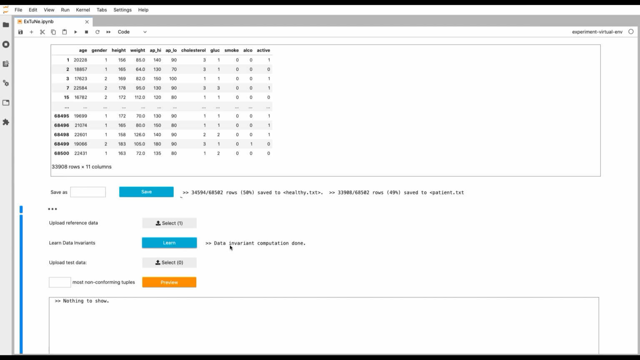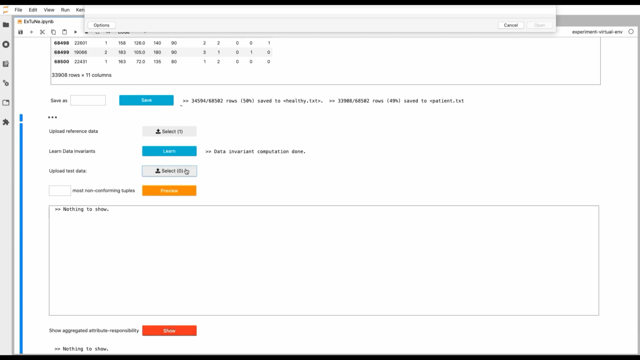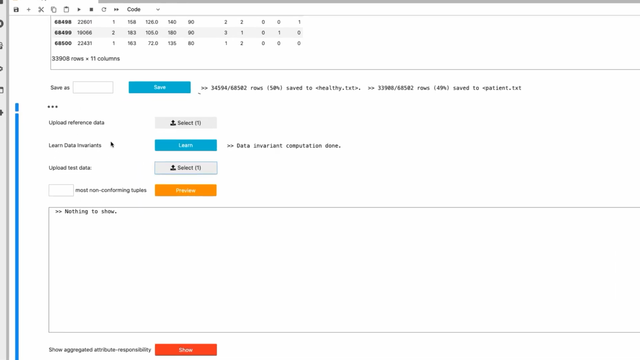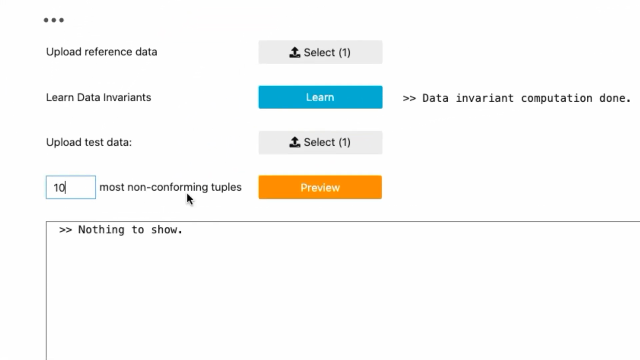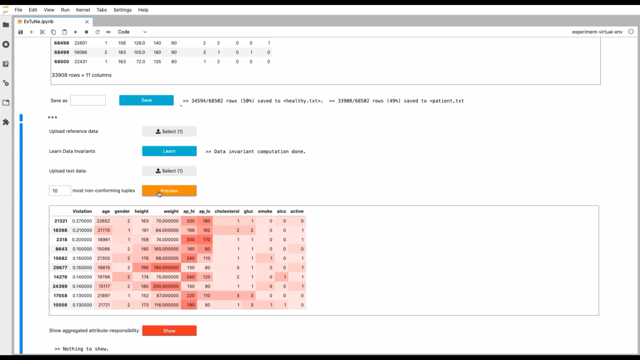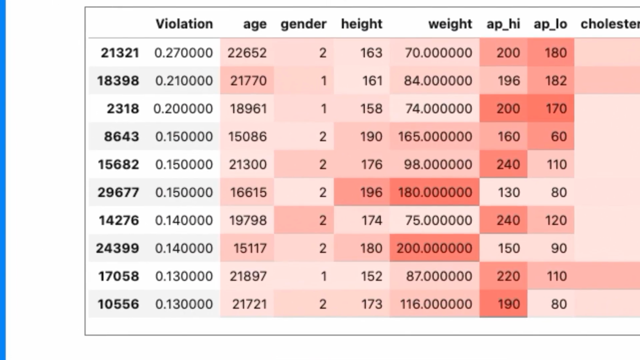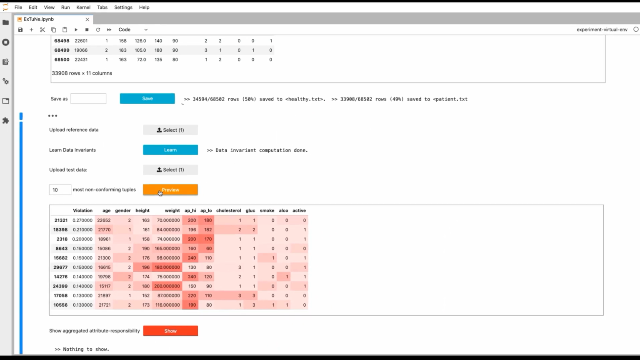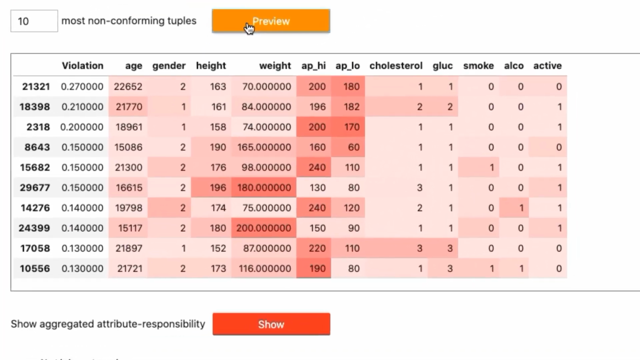So the learning is done. I am now uploading the cardiac patients' data. So I want to see the top 10 most non-conforming people among these cardiac patients. And this is what we find. The tuples here are ranked from most non-conforming to least non-conforming, and the degree of non-conformance is shown in this violation column. Now let's take a closer look.